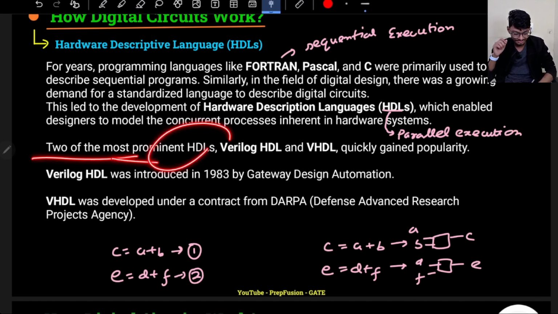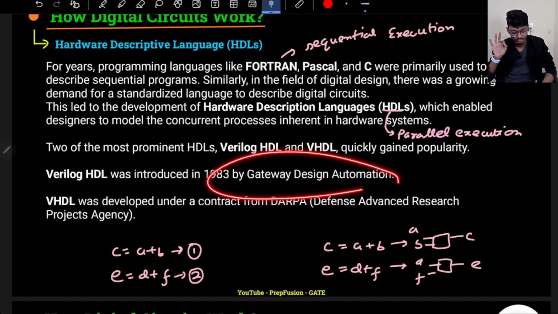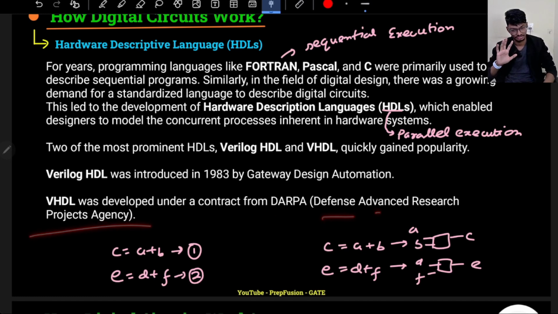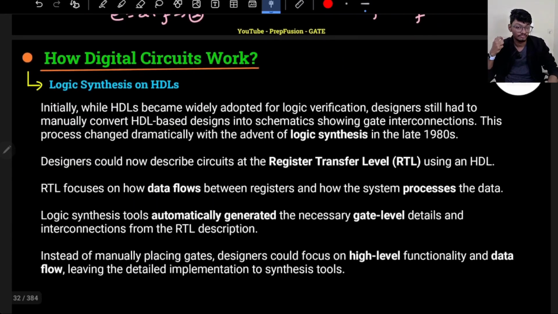Two of the most prominent HDLs are Verilog HDL and VHDL, which gained popularity. We will study Verilog HDL. Verilog HDL was introduced by Gateway Design Automation. VHDL was developed by DARPA, the Defense Advanced Research Projects Agency. This is not important, okay. So that is about Verilog HDL.